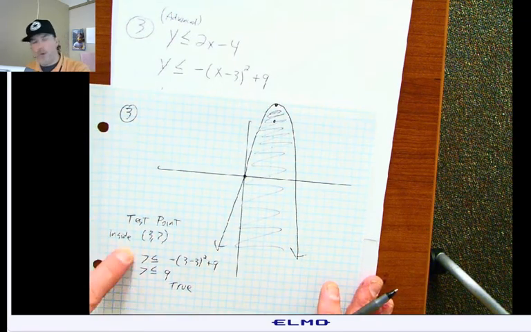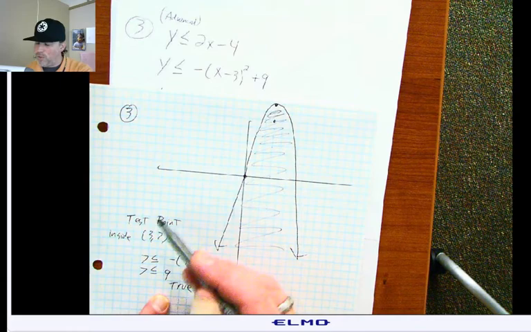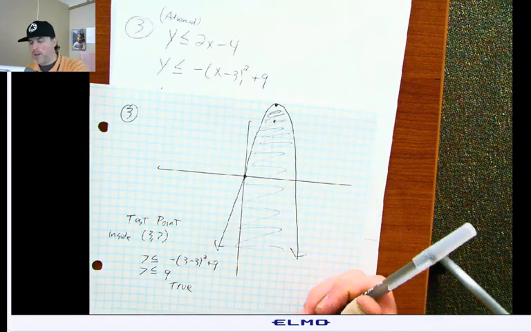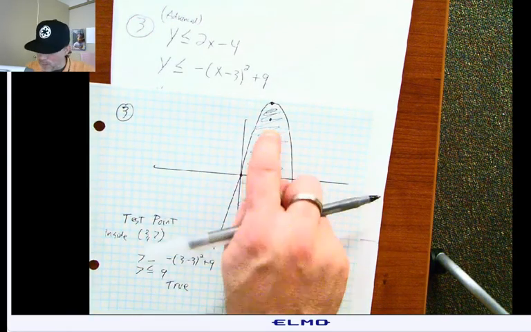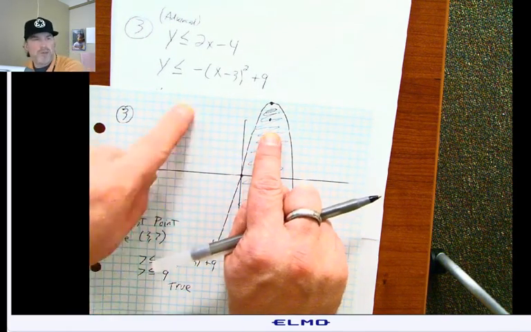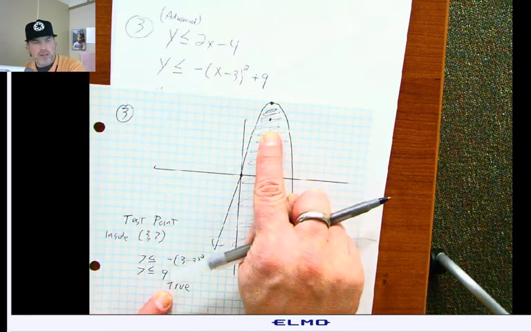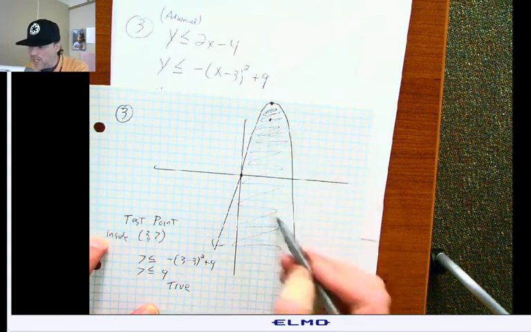If the test point that was inside the parabola would have been false, I would have shaded outside the parabola. So once again, pick a test point. Have that test point be inside the parabola. Run the test point through the equation. And if that test point ends up being true and it's inside, you shade inside.